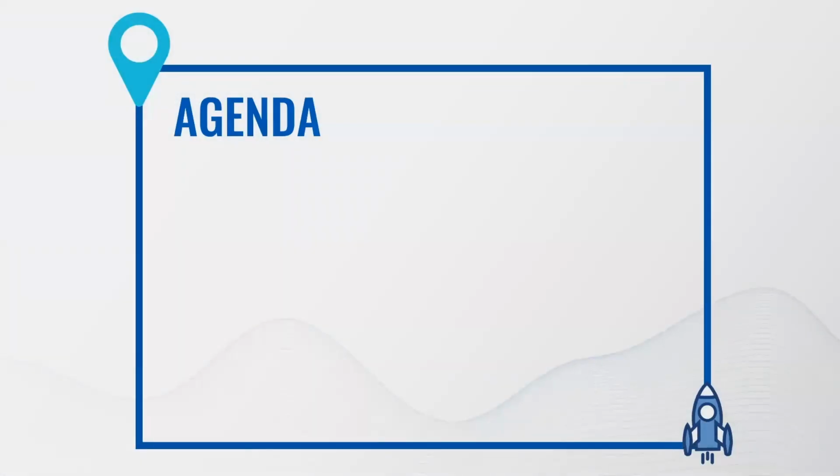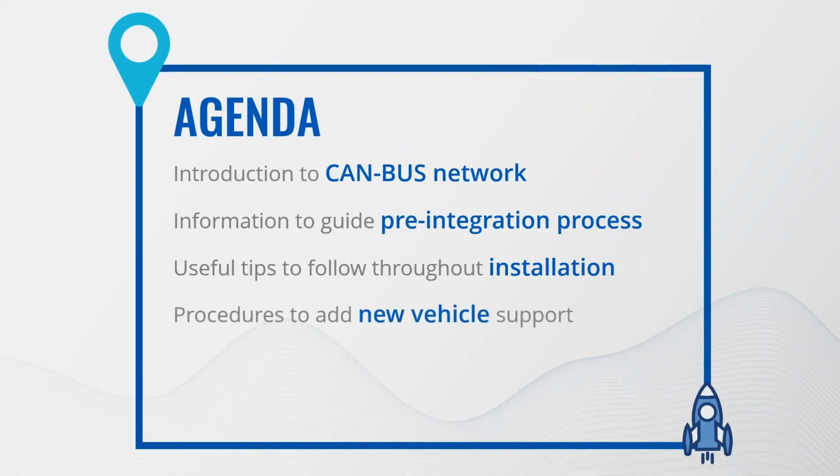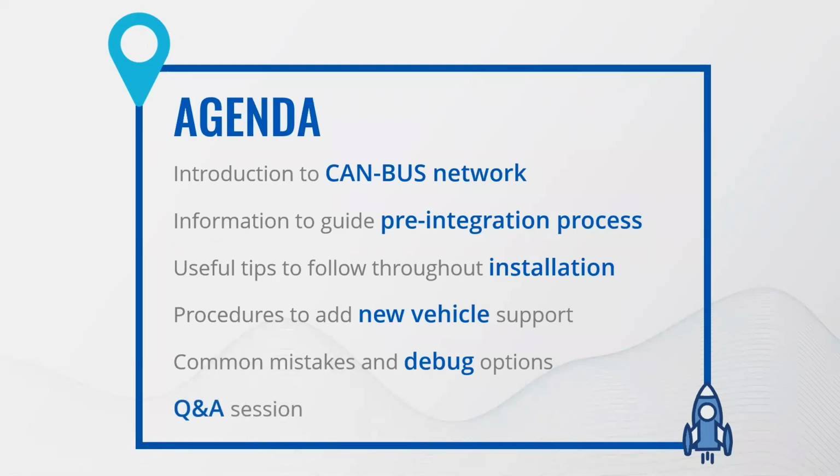So let's begin. I will walk shortly through the agenda of this presentation. At first, we will introduce you to the CAN bus network and provide you basics on it. Afterwards, I will guide you throughout the pre-integration process. We will provide you useful tips to follow throughout the installation. Afterwards, I will describe procedures to add new vehicle as supported. Common mistakes and debug options will be also covered at the last point. And afterwards, when all information is discussed, we will have a Q&A session.